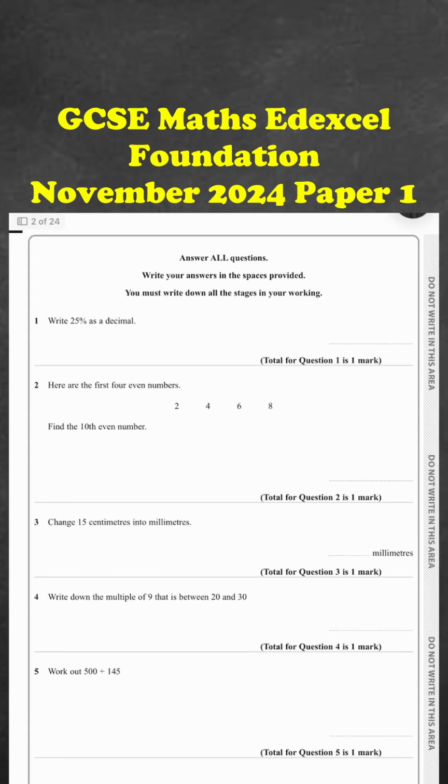Question number 1. Write 25% as a decimal. 25% can be written as 0.25.